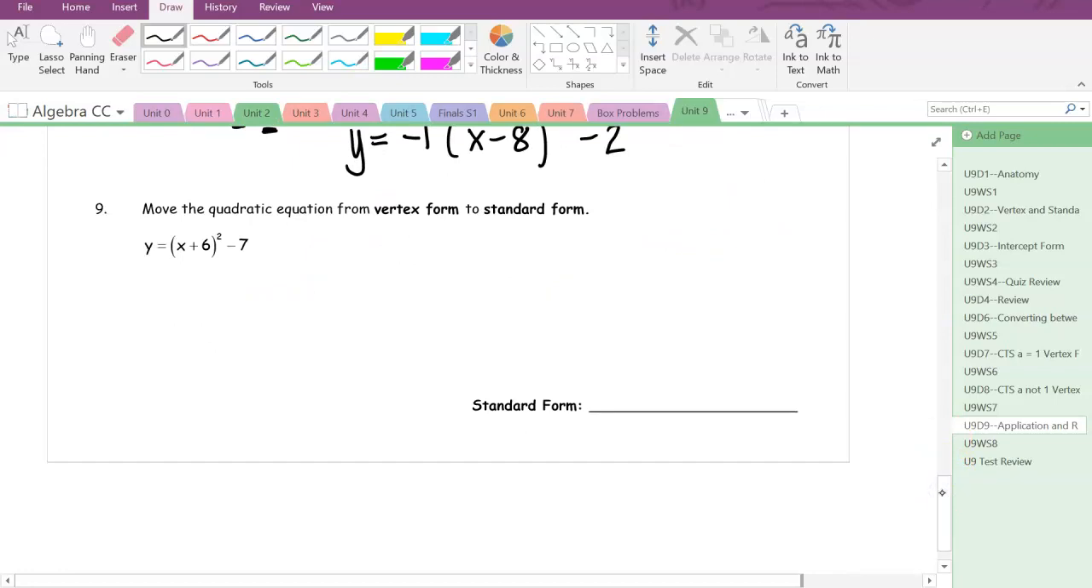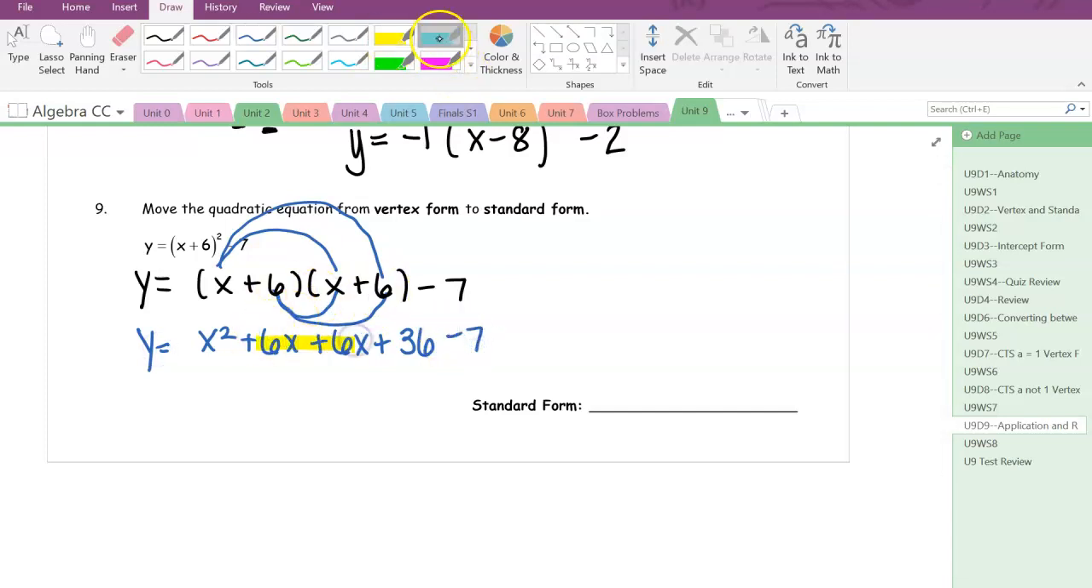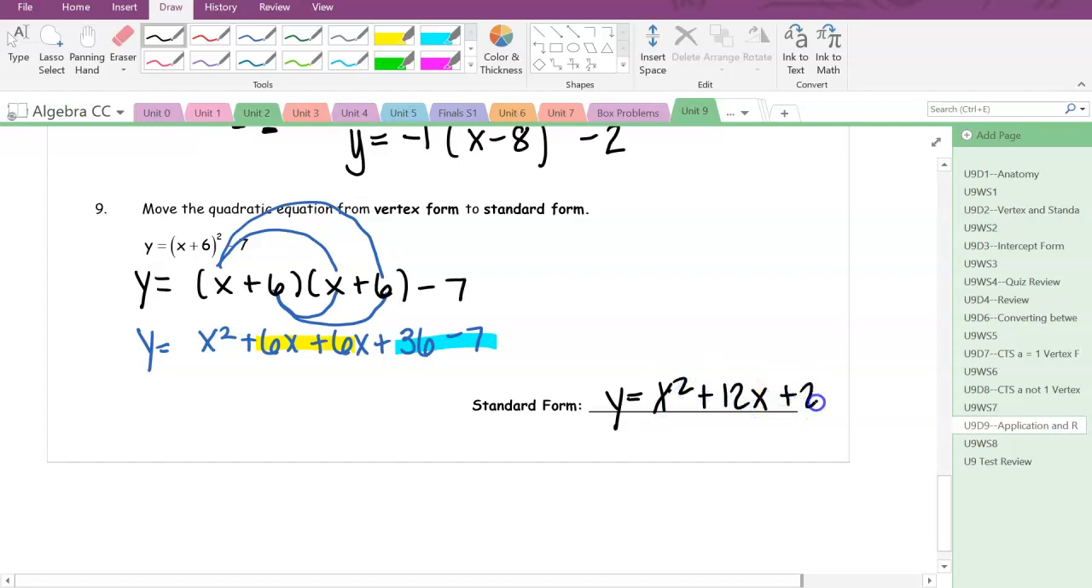And finally, we're going to move the quadratic equation from vertex to standard form, and we're going to do that by foiling or if you use another method of multiplying. But what I would recommend first is to write out that x plus 6, and then we're doing x times x is x squared plus 6x plus 6x. 6 times 6 is 36. Remember, people want to add those for some reason, but you are multiplying. Bring down that minus 7, and then you do have like terms to combine. So our standard form is y equals x squared plus 12x plus 29.